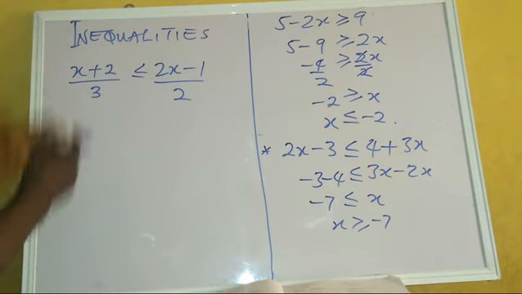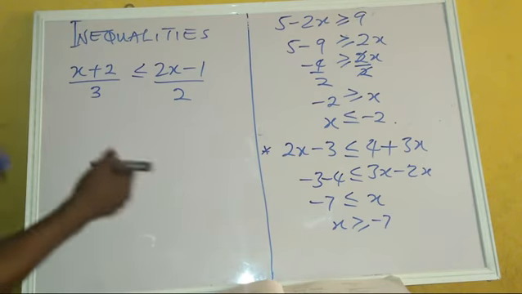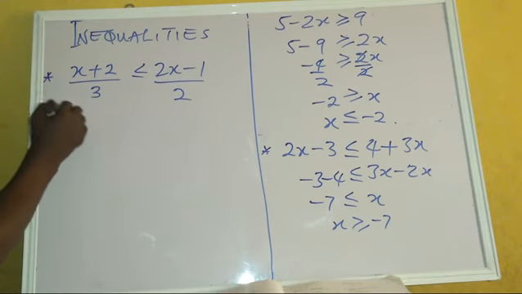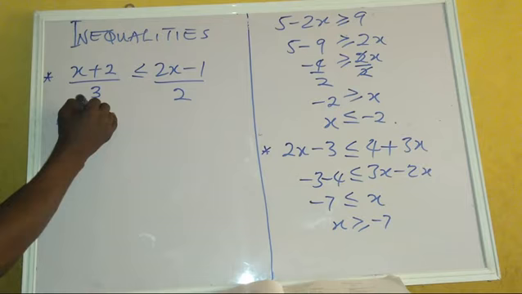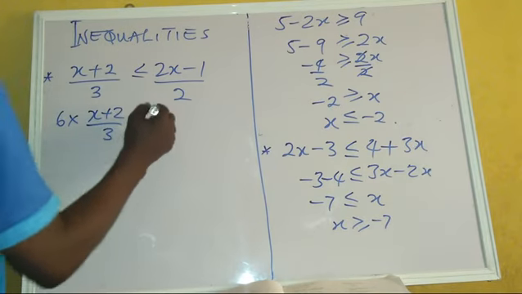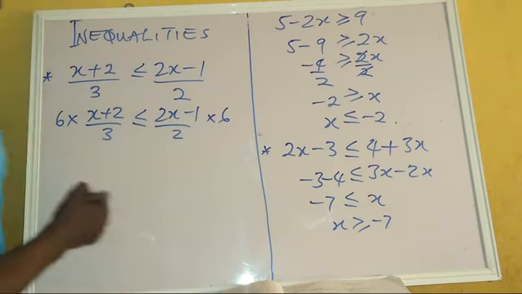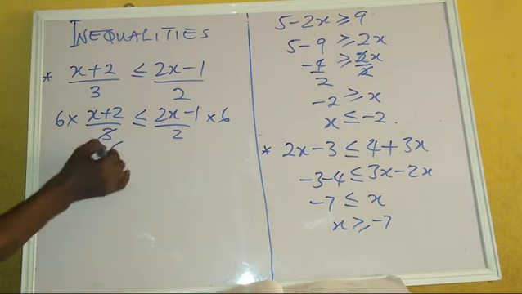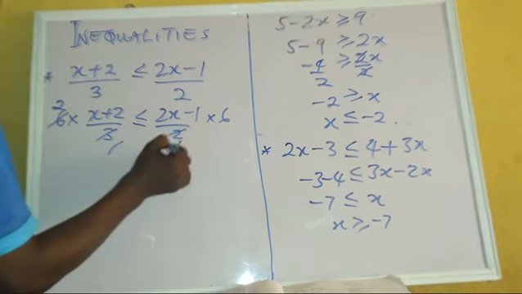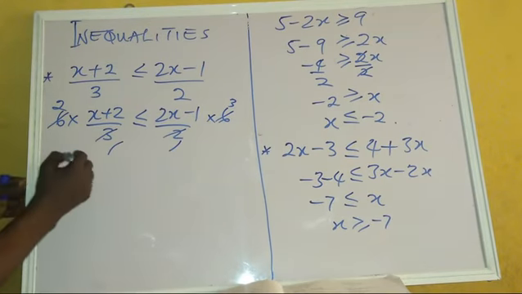So when you look at this, you find that the LCM of 3 and 2 is 6. It means I will multiply both sides by 6. I now have 6 multiplied by (x + 2)/3 less than or equal to (2x - 1)/2 times 6. In that case, 3 goes into 3 once and into 6 twice. 2 goes into 2 once and into 6 three times. Please, let us not make a mistake. Don't write this.